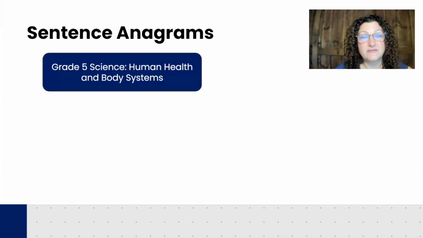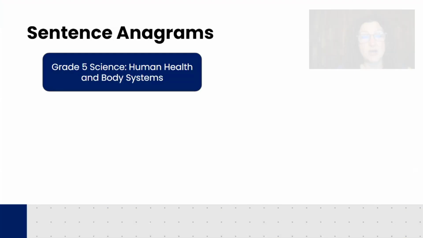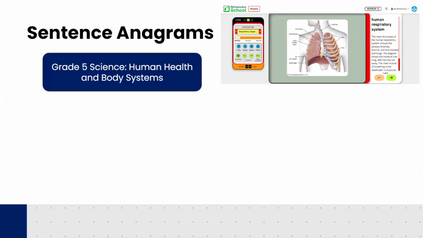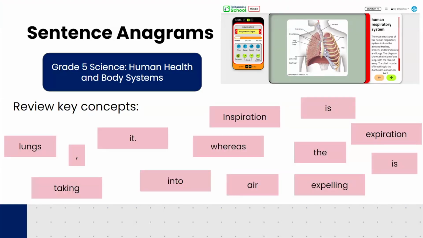In this grade 5 example, students are working on the human health and body systems expectations of the science curriculum and have been engaging with an online text about the respiratory system. In order to review key concepts and vocabulary, students are given the following set of word cards. Educators can be prepared to prompt students.